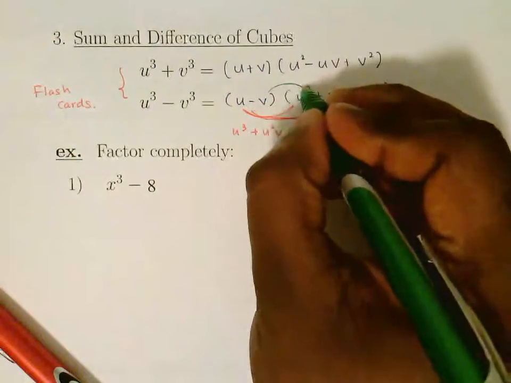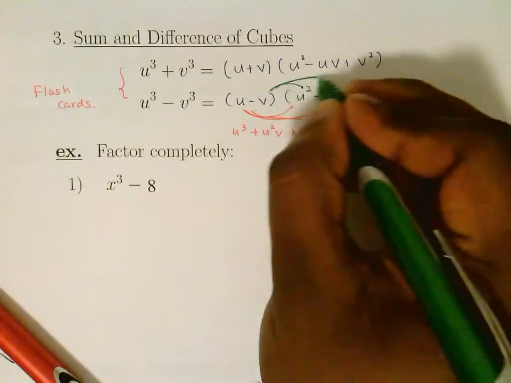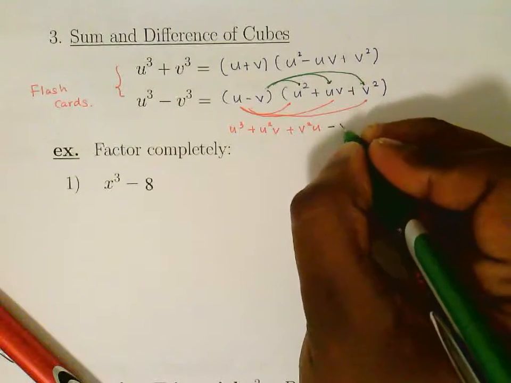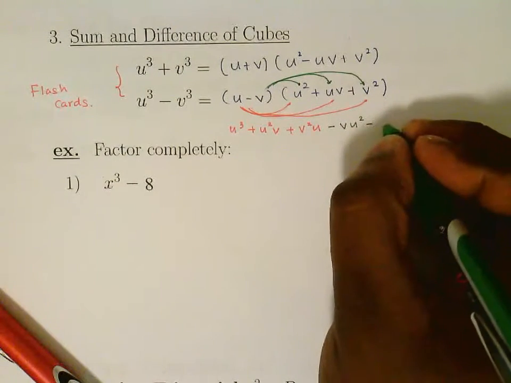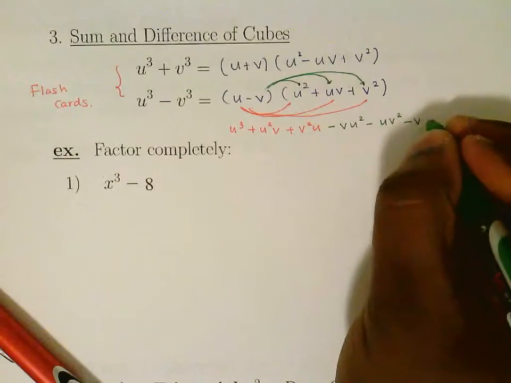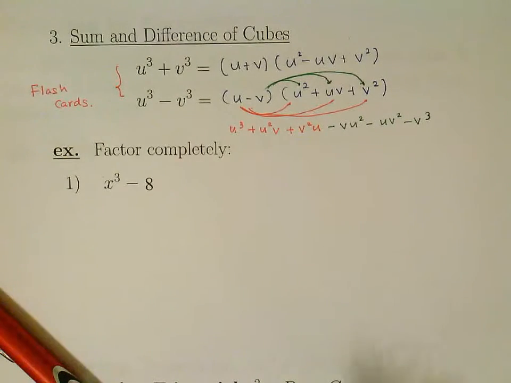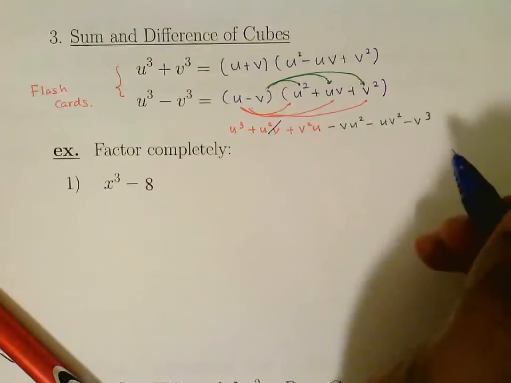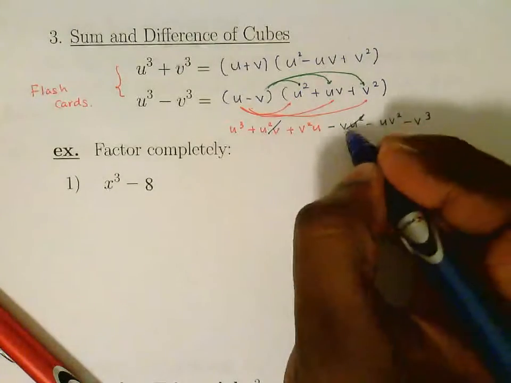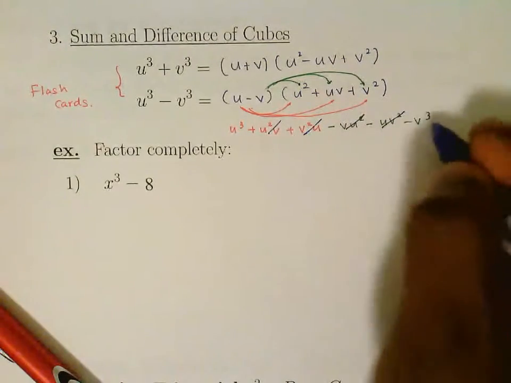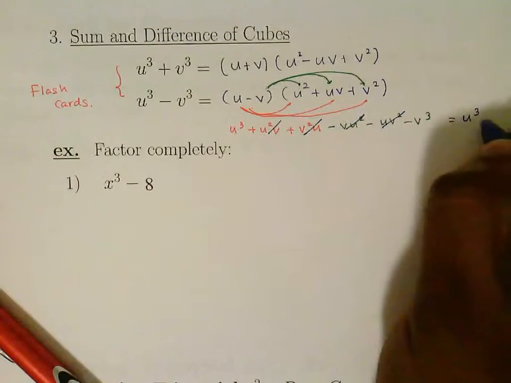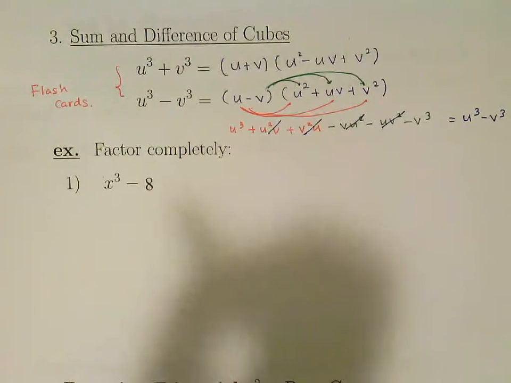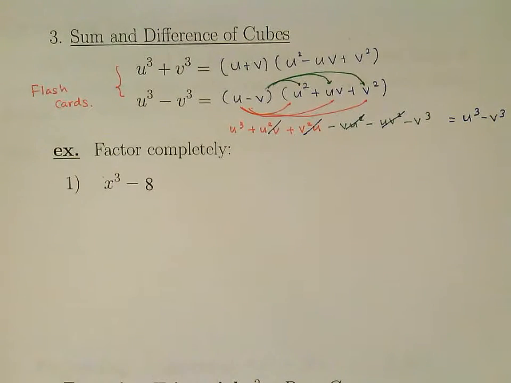And along the green lines, minus vu squared minus uv squared minus v cubed. And you can easily see that things cancel off. This cancels off with this, and this cancels off with this, so you end up with u cubed minus v cubed. So my formula is correct. Okay, so again, remember, what you need to memorize is the formula.